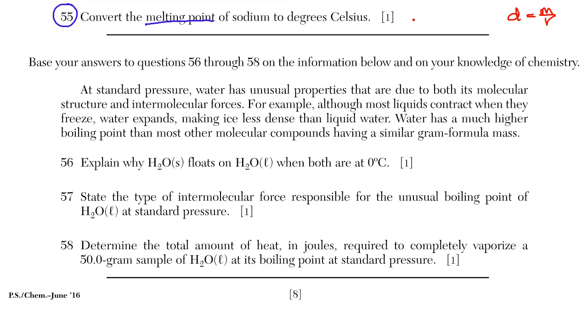Number 56. Numbers 56 through 58 have this blurb here, which has information related to these questions, but it may not be. Some students are intimidated by the information in these blurbs, and sometimes these questions are basically reading comprehension questions. So let's just jump to the question and see what it wants. Explain why H2O solid floats on H2O liquid when both are at 0 degrees Celsius. Why does ice float in water?